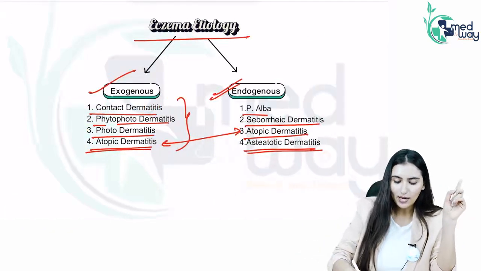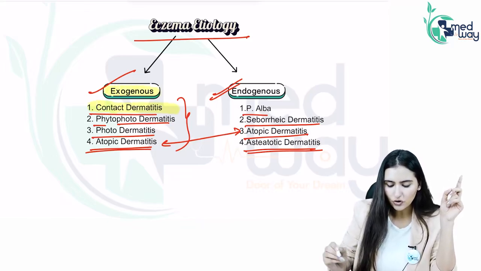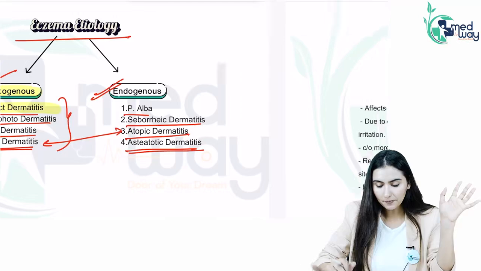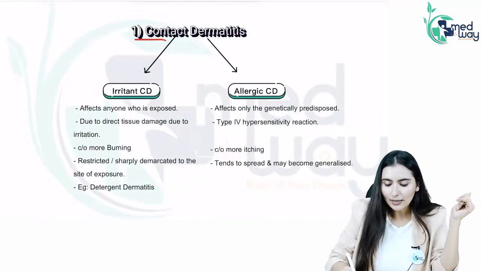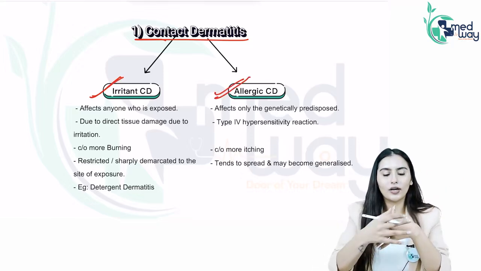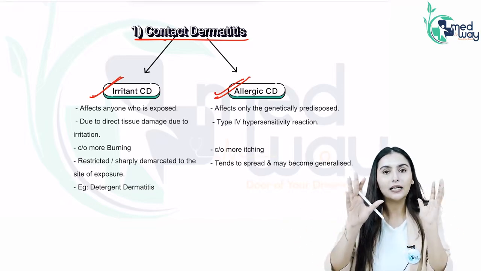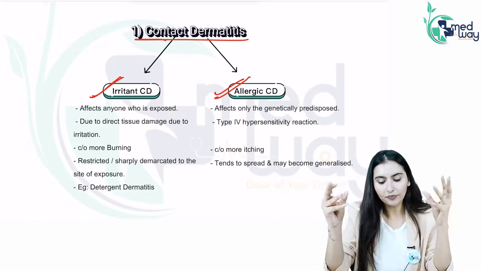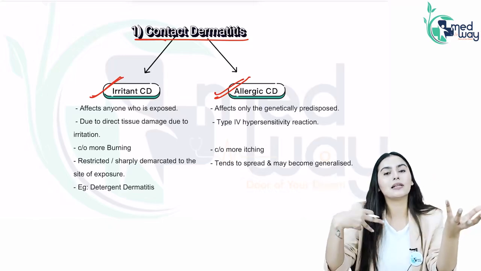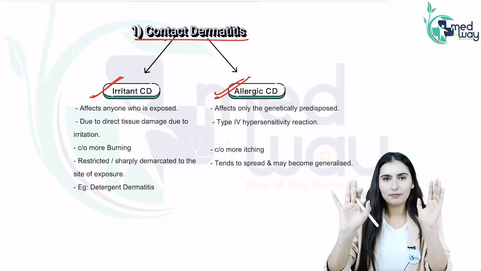The first one I'm going to read is contact dermatitis. Contact dermatitis is an exogenous, exo meaning coming from outside, eczema. Contact dermatitis can be of two types, either irritant or allergic. Irritant means there was contact and dermatitis happened. Contact happened and my skin reacted. That is contact dermatitis. Because of contact, skin reacted. Now, was it an irritant or was it an allergen? Depending on that, it will be irritant contact dermatitis or allergic contact dermatitis. Basics.